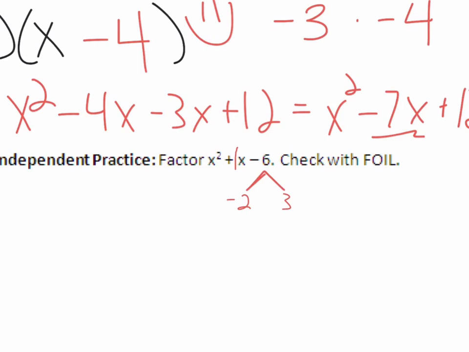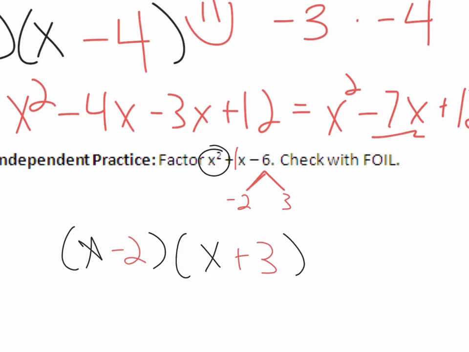Okay, so what do I do now? I'm in the business of stuffing sets of parentheses. All right, and what we established is that -2 times +3 gives us -6 and adds to the 1 in between. And then, if I want to figure out how to break x squared apart, what two things multiply to give me x squared? That's just x times x.